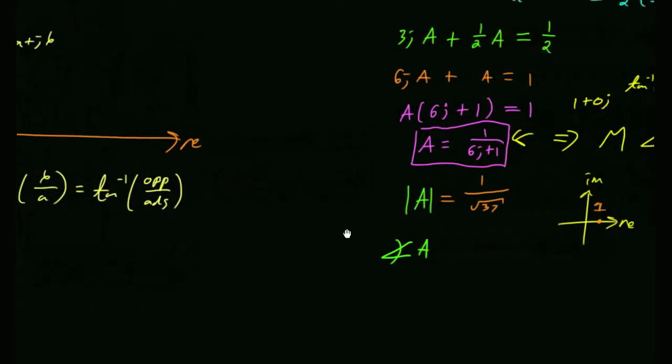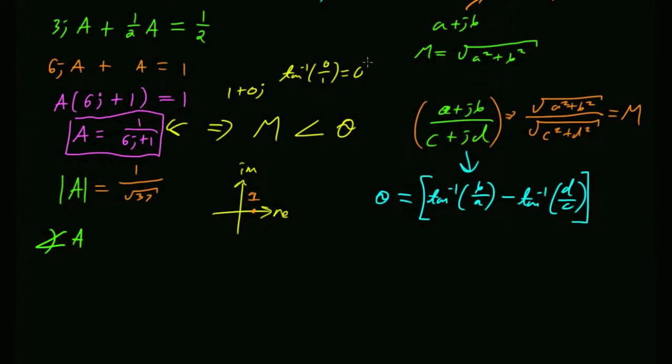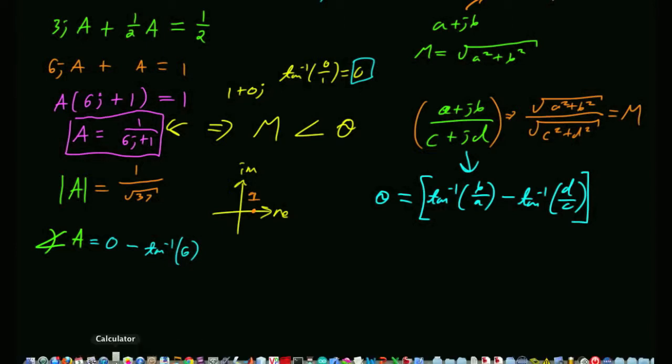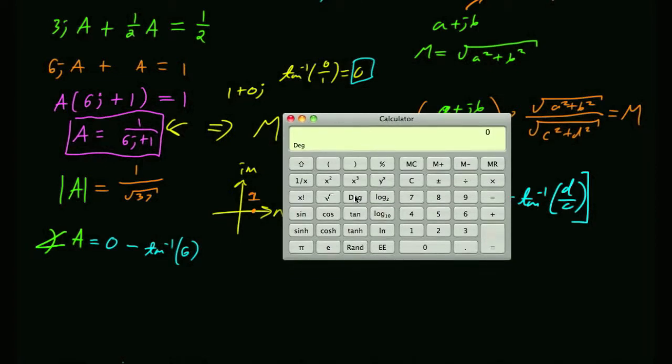Okay, let's see if we can seal the deal here. The phase angle of the numerator is 0 minus the phase angle of the denominator, which is the inverse tangent of the imaginary part over the real part, which is 6. Can somebody tell me what is 1 over root 37? Help a guy out.